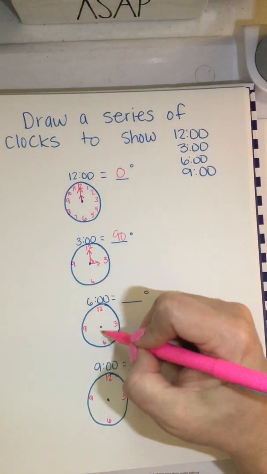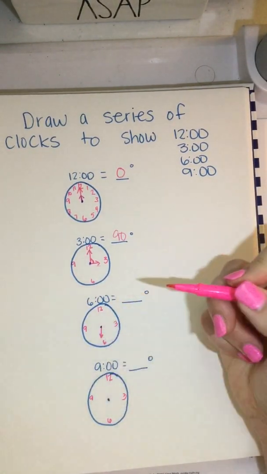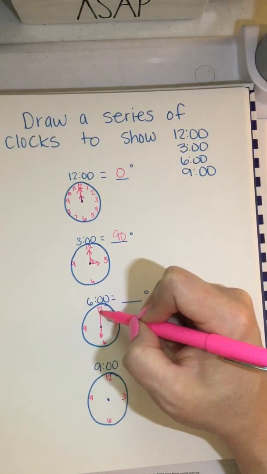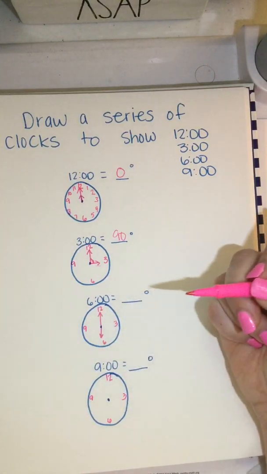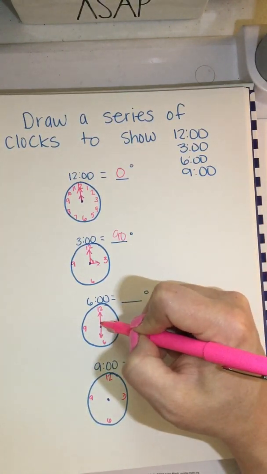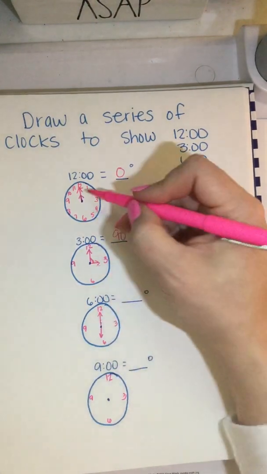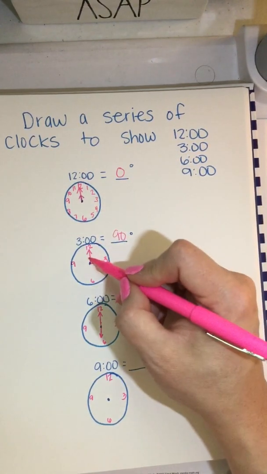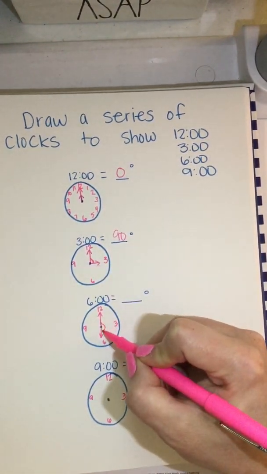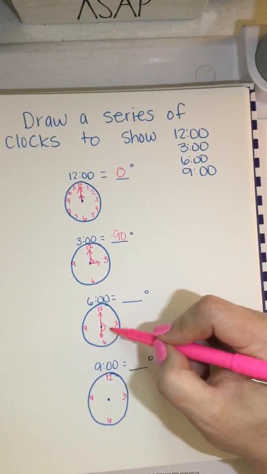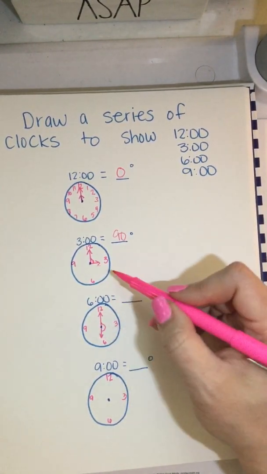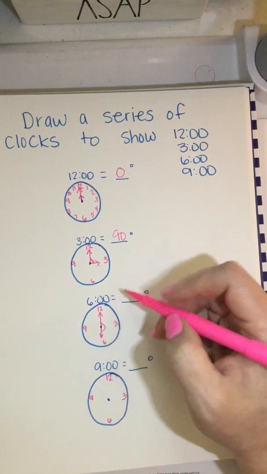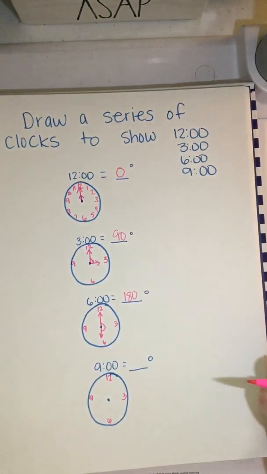Okay, all right, so the next one, 6 o'clock. My minute hand, oops, I think I drew that a little crooked. My minute hand goes straight up to 12 o'clock, and my hour hand goes straight down to 6. So now I want to know, how far have I traveled? Because I started up here where both of my hands were at 12, and then I went halfway. So how much does this arc represent right here? Well, I had 90 degrees right here, and another 90 degrees right here. So 90 plus 90 would equal 180 degrees.